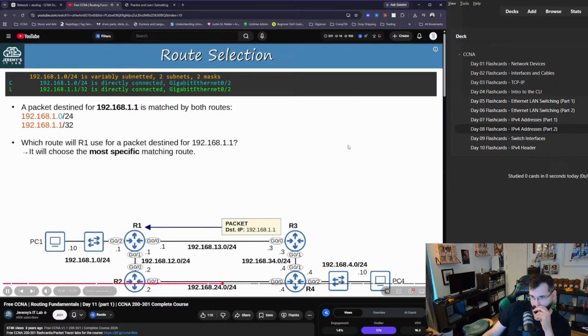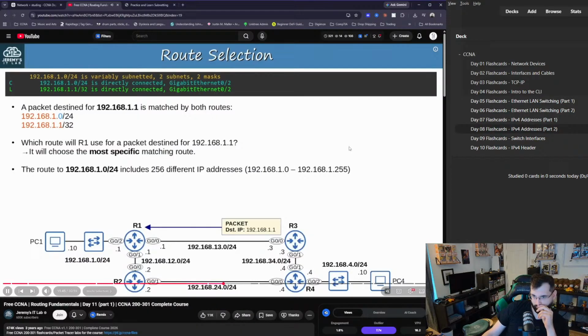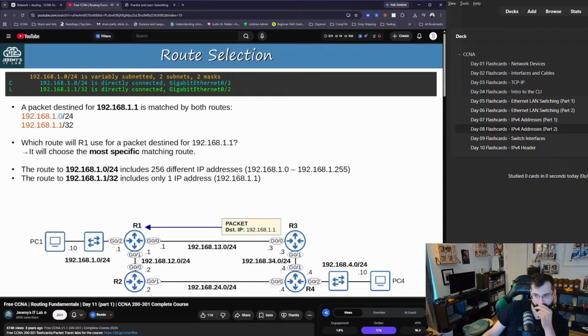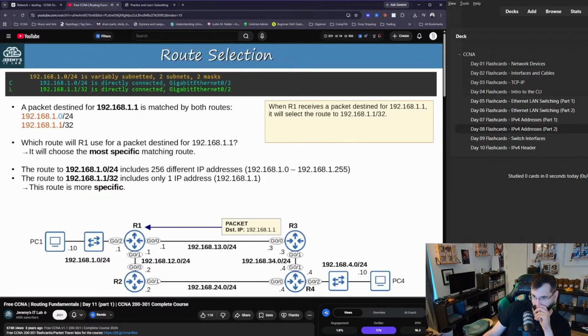I explained what a matching route is. Let's see what most specific means. The route to 192.168.1.0/24 includes 256 different IP addresses, from 192.168.1.0 to .255. On the other hand, the route to 192.168.1.1/32 includes only one IP address, 192.168.1.1, not 256 different IP addresses. So this route is more specific than the /24 route. So when R1 receives a packet destined for 192.168.1.1, it will select the route to 192.168.1.1/32. So R1 will receive the packet for itself rather than forward it out of G0/2.